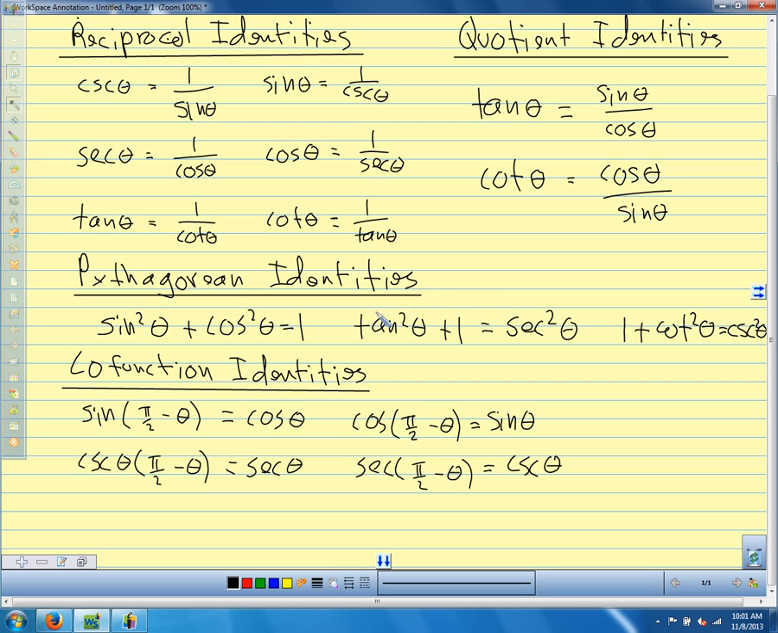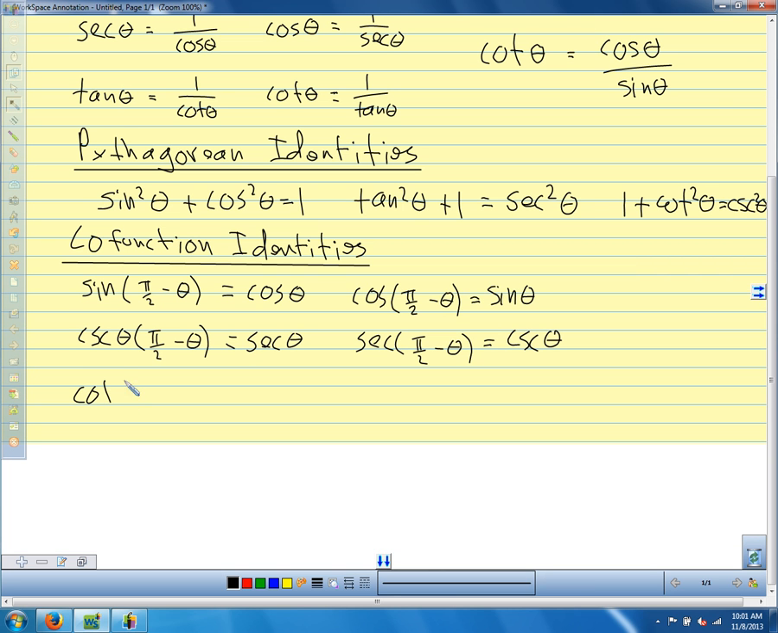We talked about this in chapter 4. So we're just kind of remembering the things we talked about in chapter 4. And then our cofunction for tangent and cotangent.